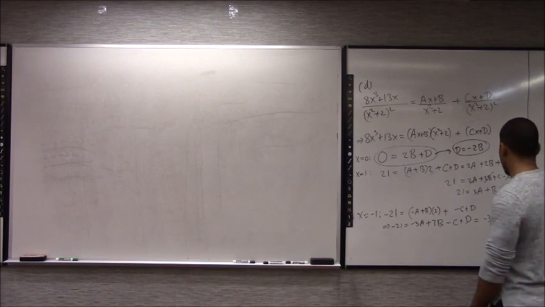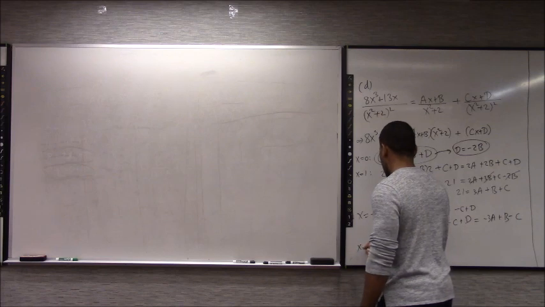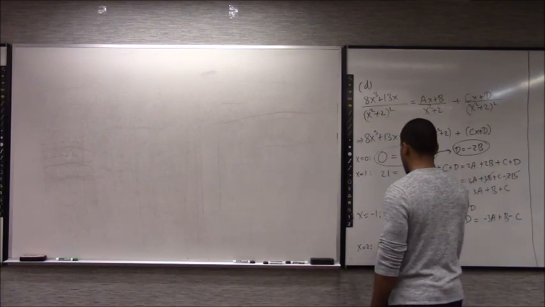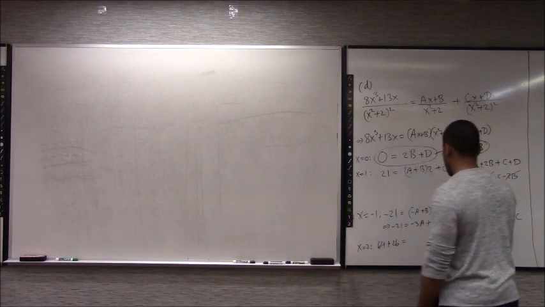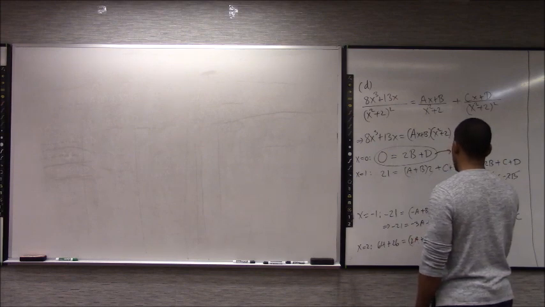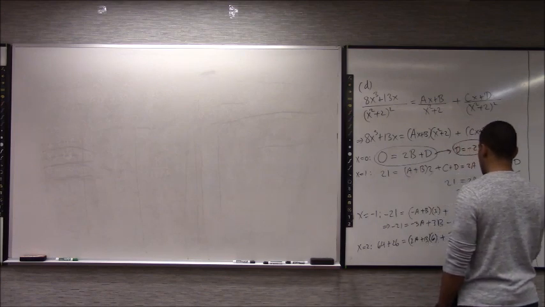We'll need one more equation. So say x equals 2. What is that going to be? 64 plus 26 equals 2a plus b times, that'll be 4 plus 2, and 2c plus 2.